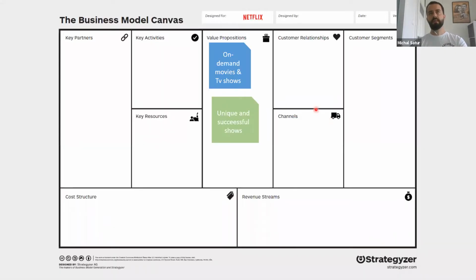In the Netflix case, the value proposition is on-demand movies and TV shows. These stickers are in two colors for the simple reason that the blue ones are for the end customers, B2C, and the green ones are for the B2B customers, which are buying the Netflix shows. So for the B2C customers, it's on-demand movies and TV shows, and for the B2B it's the unique and successful shows, which can be reused on some different, for example, TV channel.